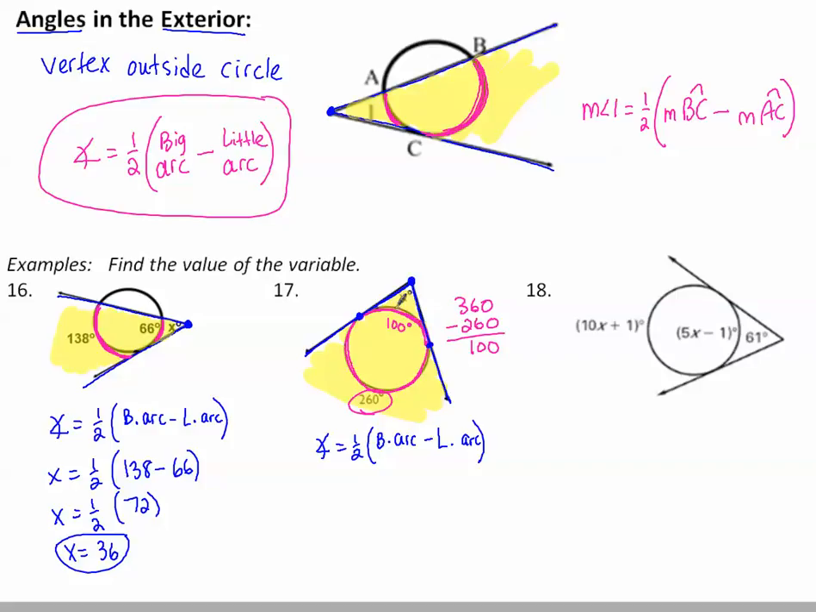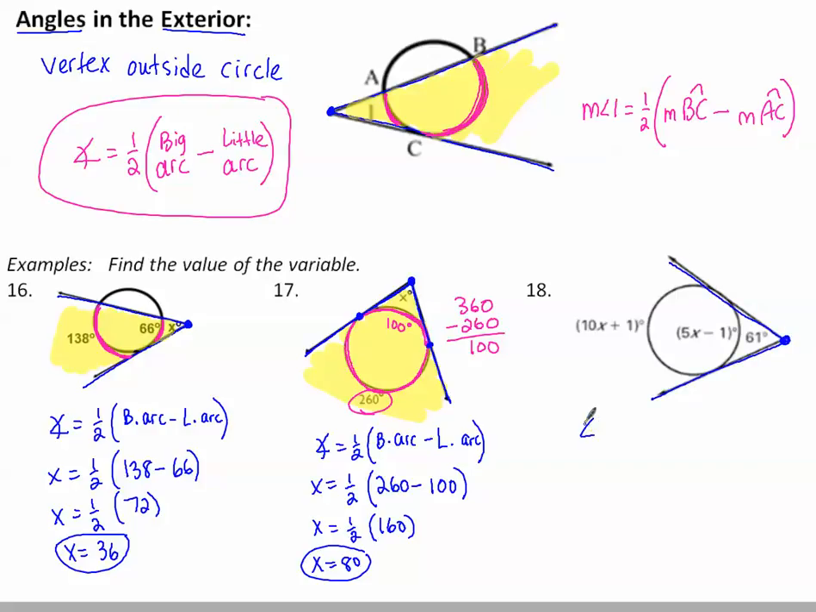Now I said I usually like to write them outside the circle, but there's really not enough space there. Now we fill in the blanks. Angle X equals 1/2. The bigger arc is farther away, and the little arc is closer. And then we compute. And that's it. Now, sometimes you might have to deal with algebra, so let's look at this one.